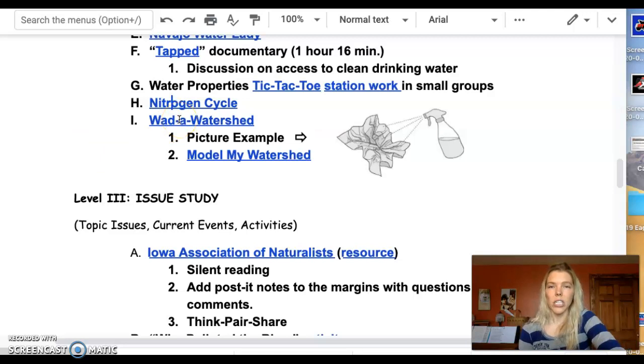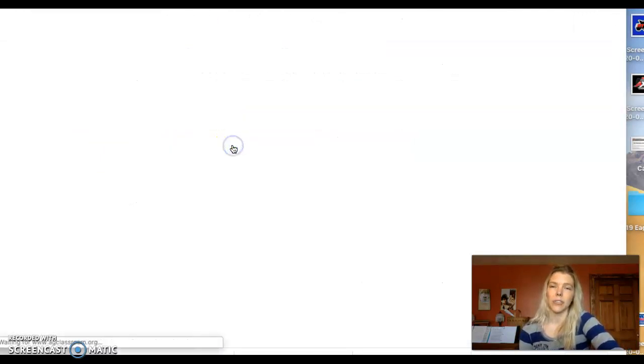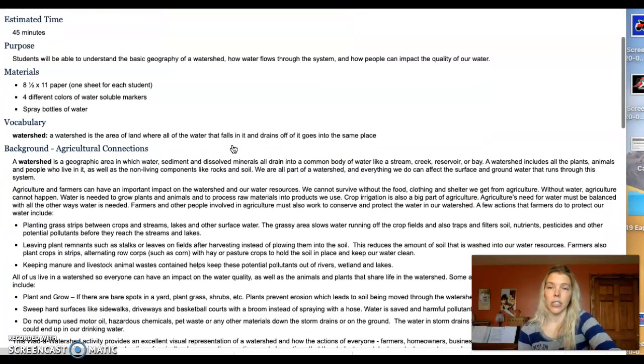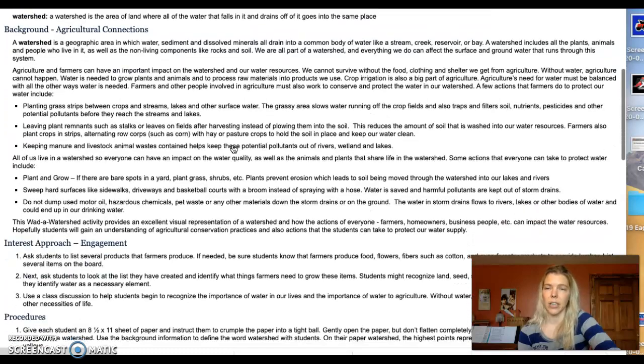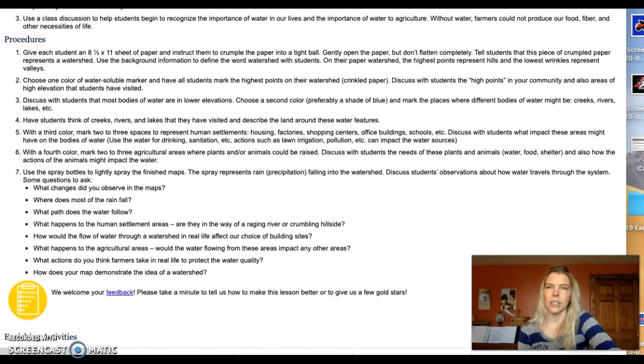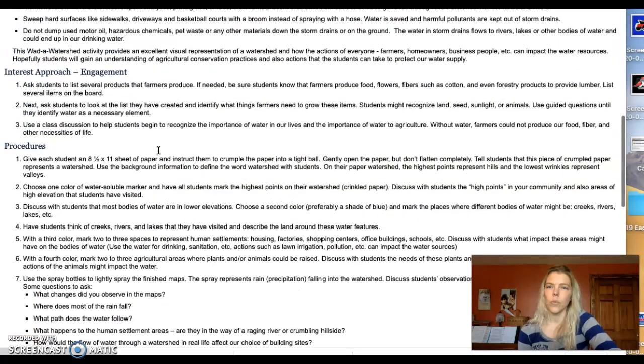The WADA watershed is actually something that I picked up from our Ag in the Classroom representative last year. So last summer I took a class, and just to give you an idea of what this is, first of all, here's a picture of what's happening. So they're going to crumple up the paper, add some color to it with their markers, their water soluble markers. That's important.